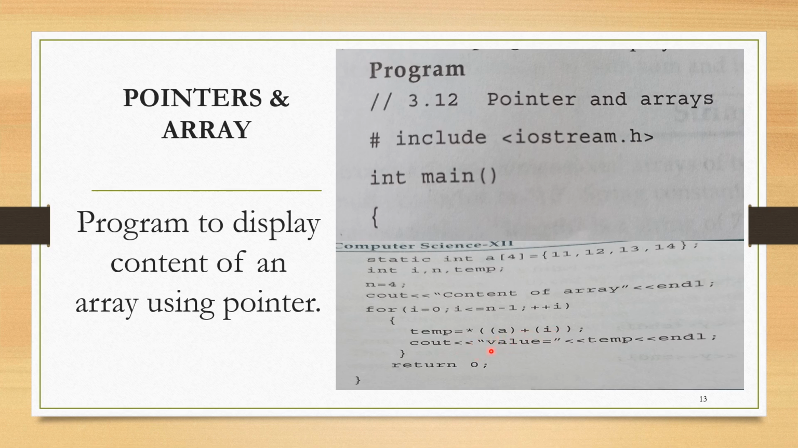This is the syntax. In temp, we are moving the value of the first element of the array. How have we written this? *(a + i): within the bracket is a plus i, and before the bracket there is a star. This way you have to refer to the elements of an array. The value of the array is moved here and displayed here, put in the for loop. So we will be getting 11, 12, 13, 14. So we are using pointers to display values of an array, not by value.